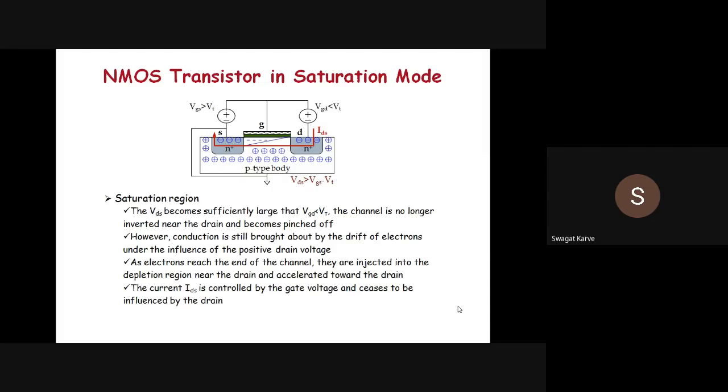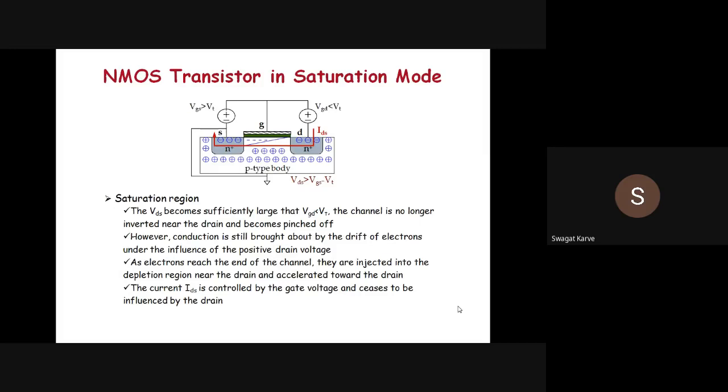In that case, IDS, the drain current, will remain constant. IDS will not increase further, though you increase VGS and VDS, it will still be constant. That region is called the saturation mode of operation.